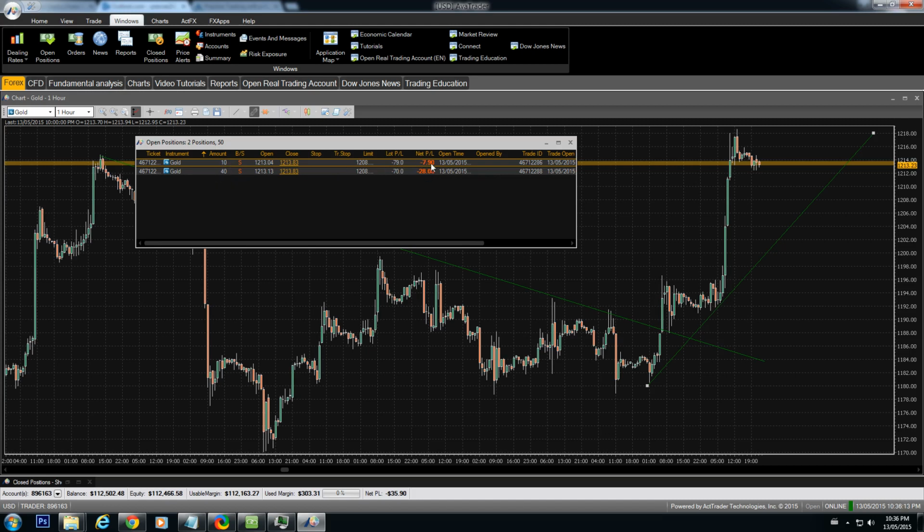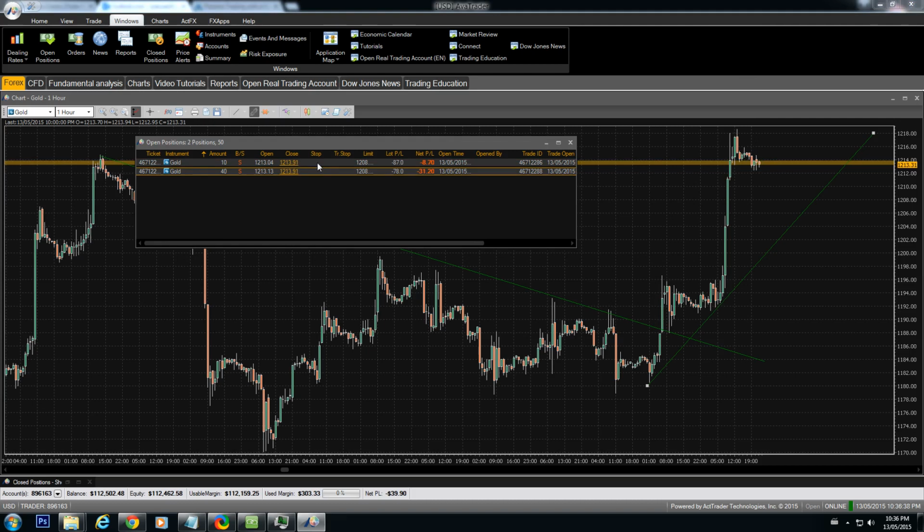So 10 units only made it a buck a pip. 40 units made it $4 a pip. In total, $5 a pip. So our stop loss needs to be, we're just going to make it right here, because if it goes up that way, it's probably going to go too high for my liking. So, excuse me, 1216. We'll just make our stop for 1216. I expect to lose on this one.